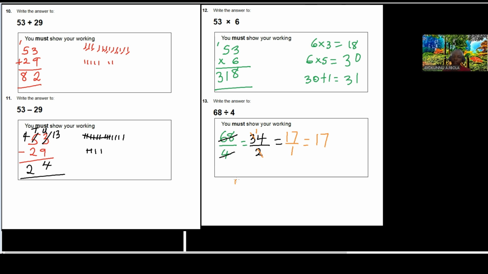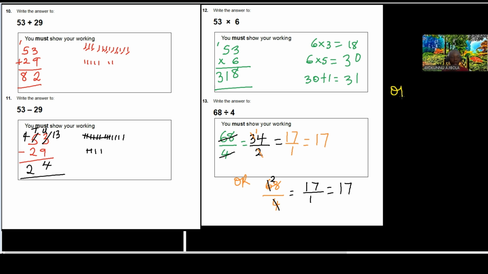But I can choose to divide it straight away without reducing it, which is 68 divided by 4. Then I will simply say, how many 4 is here? That's 1. How many 4 in 6? That's 1. Remainder 2. That's 28. Then how many 4 in 28? That's 7, which is 17 over 1, which is 17.